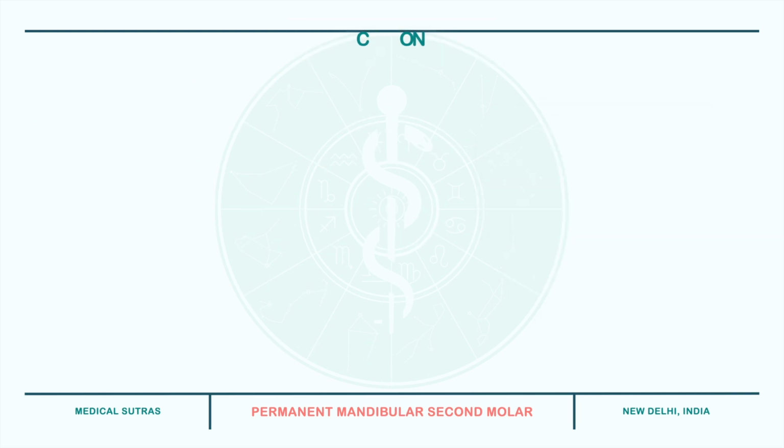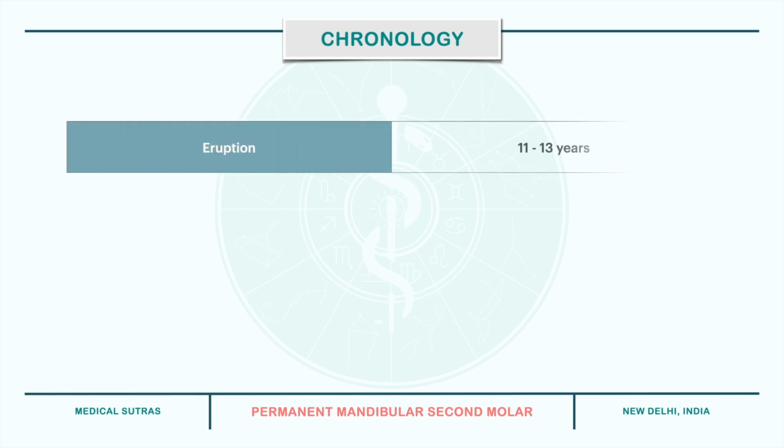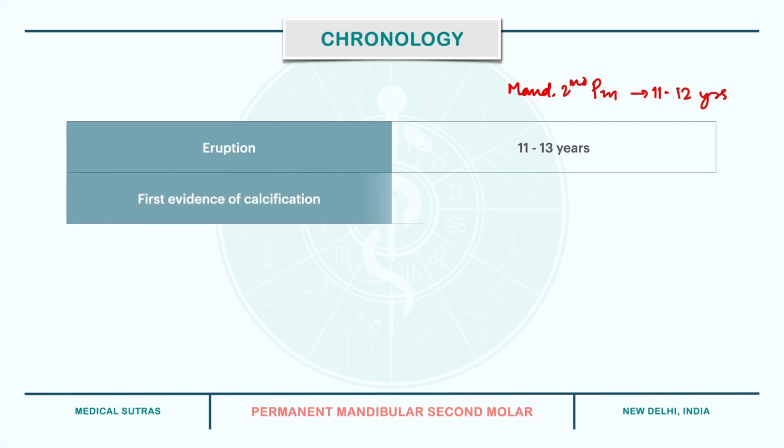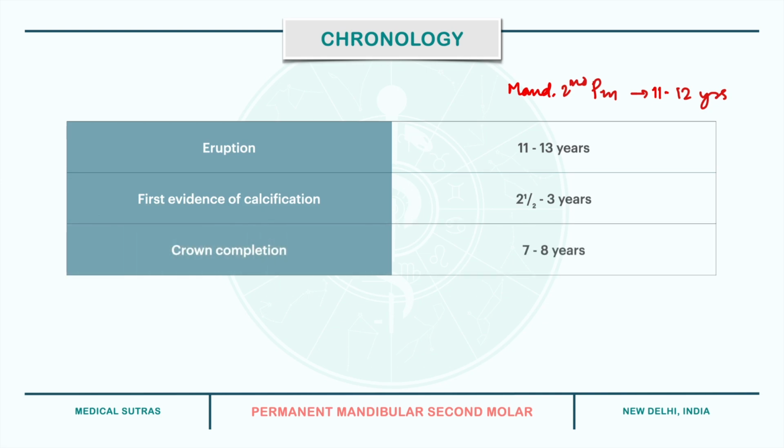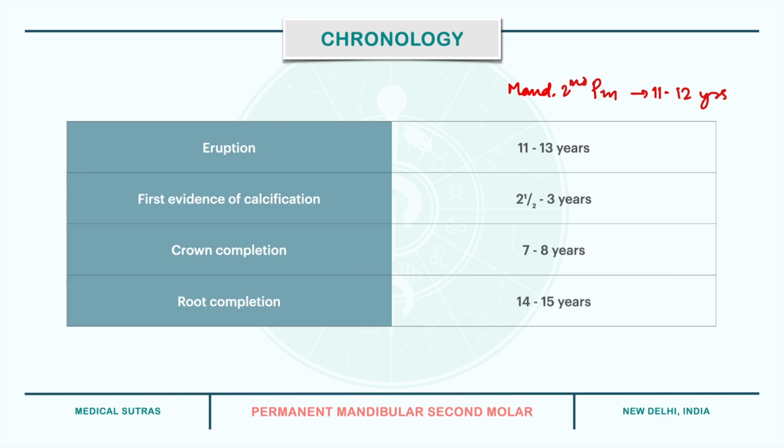Now coming to the chronology of the tooth. The permanent mandibular second molar erupts at the age of 11 to 13 years after the mandibular second premolar, which erupts at the age of 11 to 12 years. The first evidence of calcification is seen at around 2.5 to 3 years. The enamel formation is completed by 7 to 8 years and the roots are completed by 14 to 15 years.